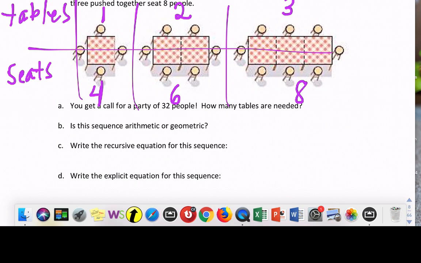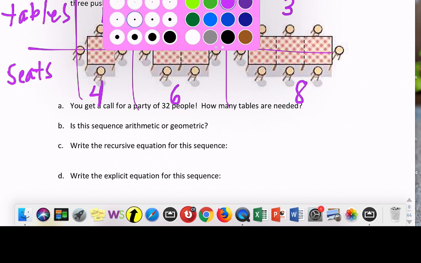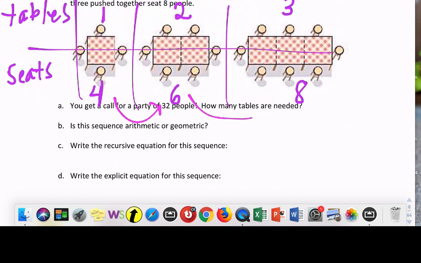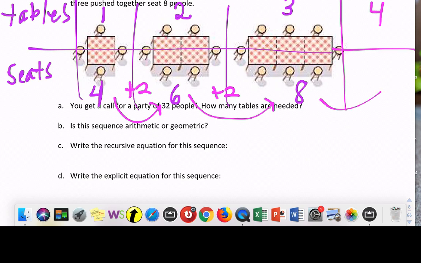And I would ask myself, what's the pattern? How are we getting from one to the next? And if we're looking at this, am I multiplying or adding to get to the next term? It looks like we're adding 2 every time. So if I asked if 4 tables were pushed together, that would seat 10 people.